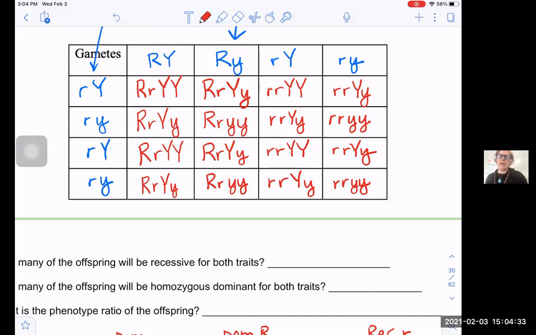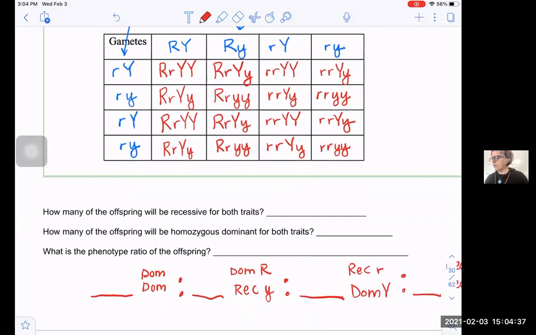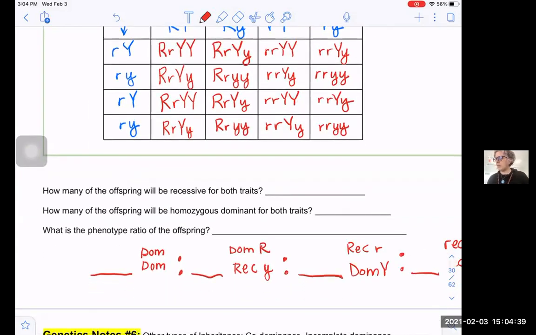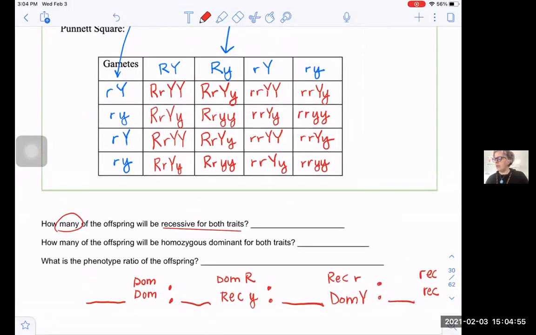So now once you have it filled in, you can start answering questions about the offspring. The first question is asking how many offspring will be recessive for both traits. I'm not asking for a percentage here. I'm asking how many, so I just want a count. How many of the offspring are going to be recessive for both traits? So I see one down here and I see one right here. Two. There are two.